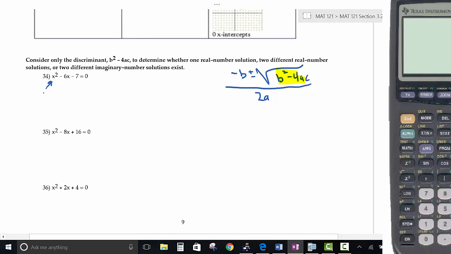So what we're going to do is on 34, A is 1, B is going to be -6, and C is going to be -7. So we're going to go ahead and work out b squared minus 4ac, and then I'll show you how you use this to figure this out. Okay, so plug in b, so that's going to be -6 squared. Then you're going to have 4 times a times c, like that. So that's going to be 36 plus 28, and that's going to be 64, right?